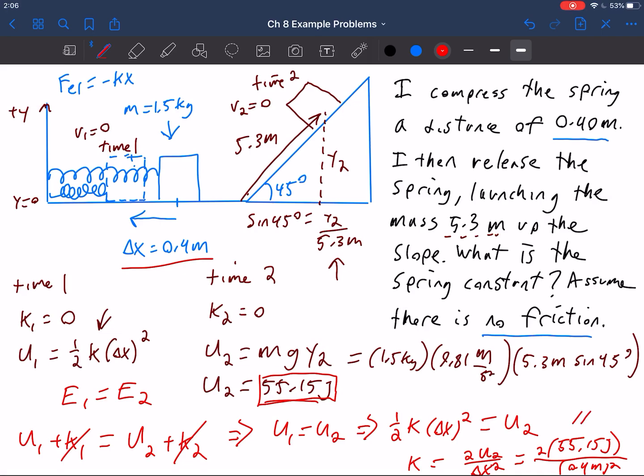And so, sorry, I'm running out of room here. Plugging this in, we solve for the spring constant and find it to be 689 newtons per meter. Okay, so that is our final answer. And so this is a really nice example of using energy conservation to solve for an unknown. Let me know if you have any questions on that.